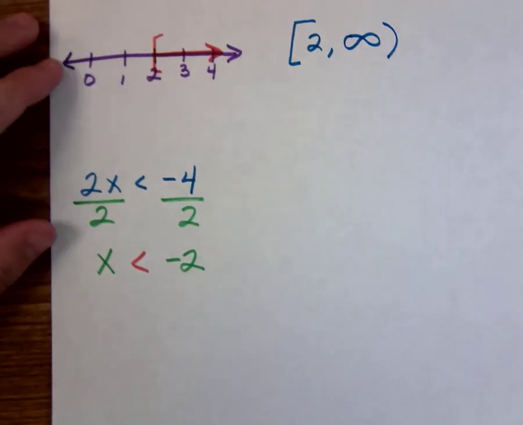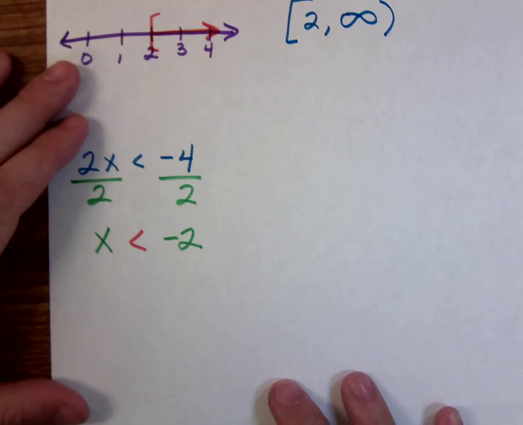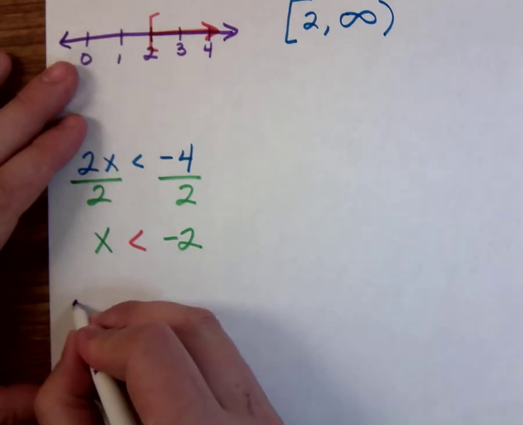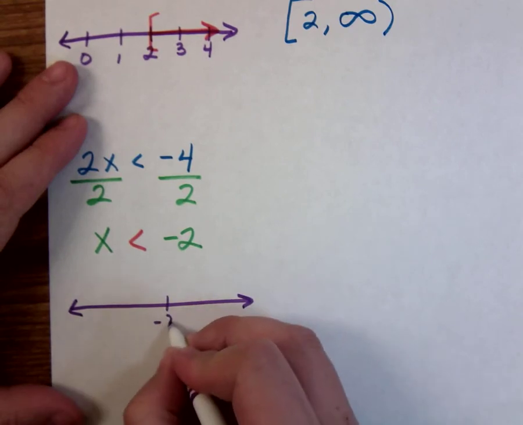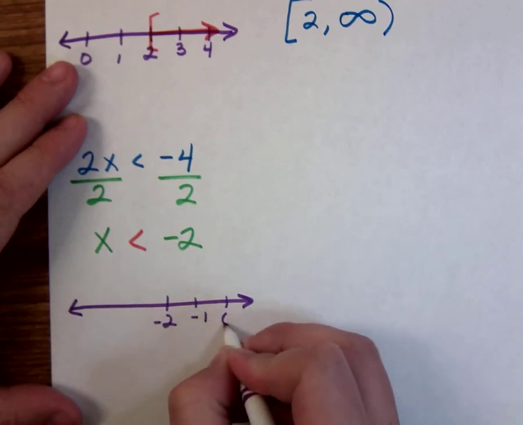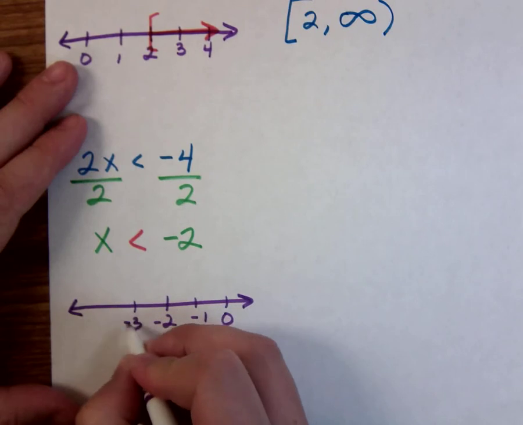Don't make that mistake. The sign doesn't flip when it's a negative. The sign flips when you divide by a negative. Negatives are fine. It's dividing by a negative that's bad.